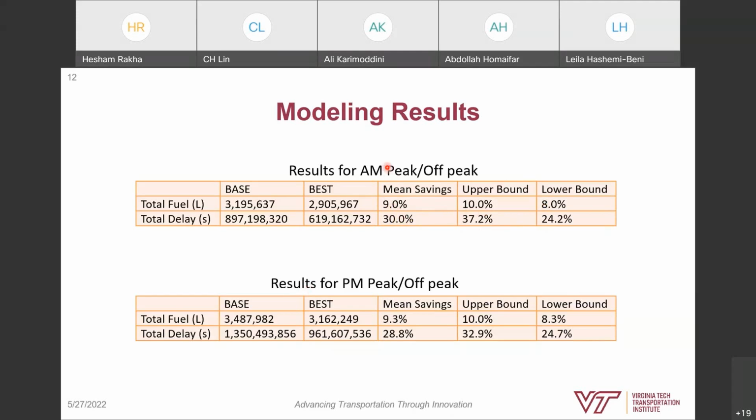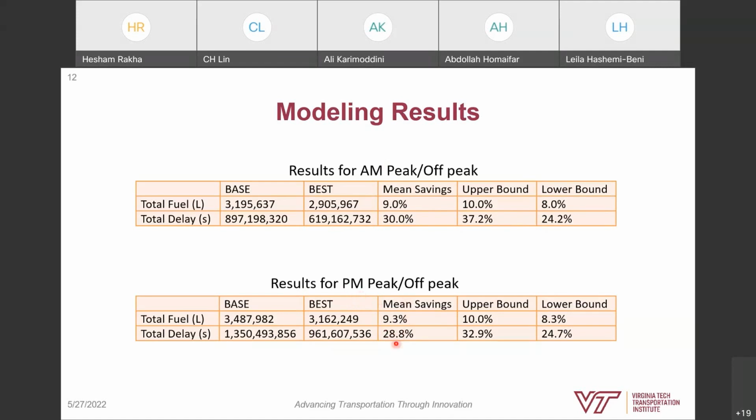And this is for the AM peak, which is 6 hours. I believe it was from 6 in the morning until noon. And then the PM peak was from 3 p.m. until 9 p.m. So it was 6 hours as well.